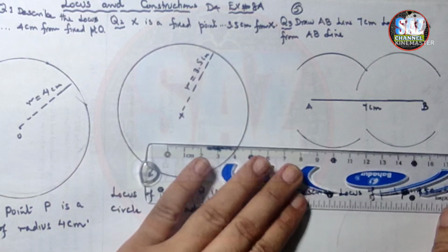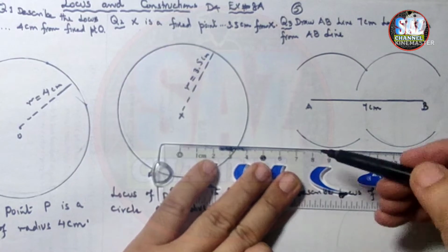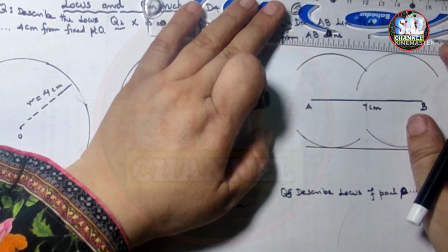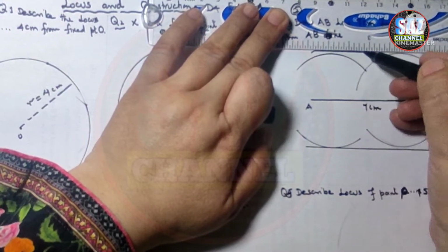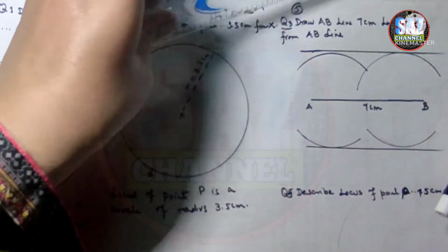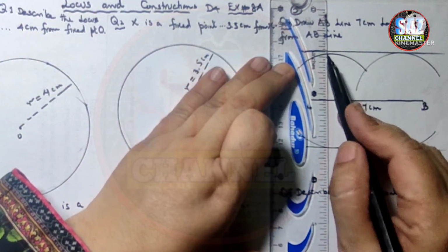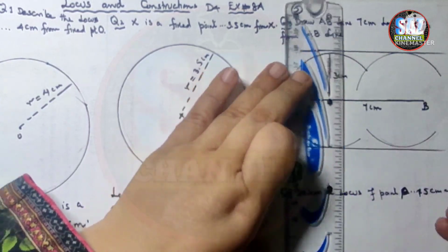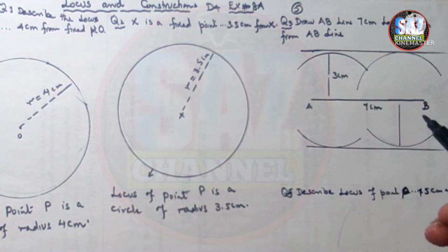Okay, and now we have to draw the line carefully. On this side as well. My ruler was slightly displaced, and this distance will always be 3 centimeter. This is the locus. This is the place where that object can be.